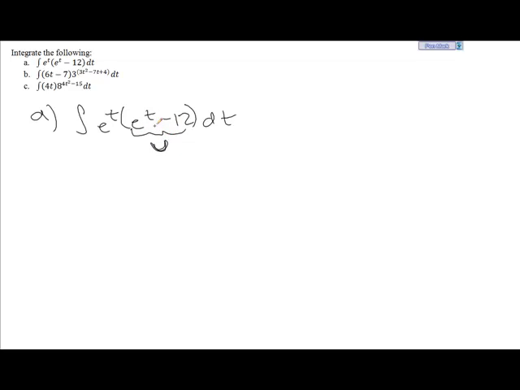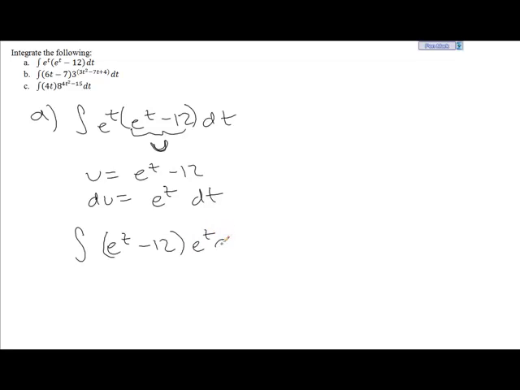The reason we'll select this to be u is because when I take the derivative of minus 12, that becomes 0. And so the derivative of this is exactly e to the t. So if I let u equal e to the t minus 12, then du equals e to the t dt. And that's precisely what I have left over. So I'm going to interchange these two terms, and that way I have the integral of u du.